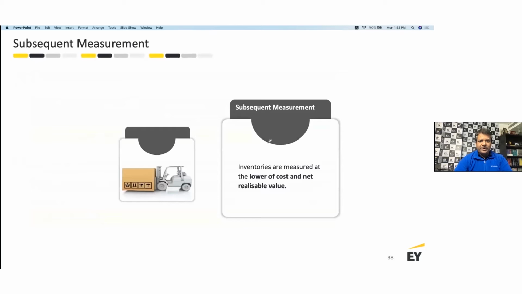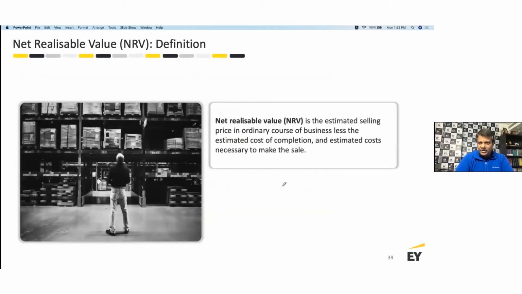Subsequent measurement. Inventories are measured at the lower of cost and net realizable value. Now, what's the definition of net realizable value? Net realizable value is defined as fair value less cost to sell. It is the estimated selling price in the ordinary course of business less the estimated cost of completion and estimated cost necessary to make the sale, right?